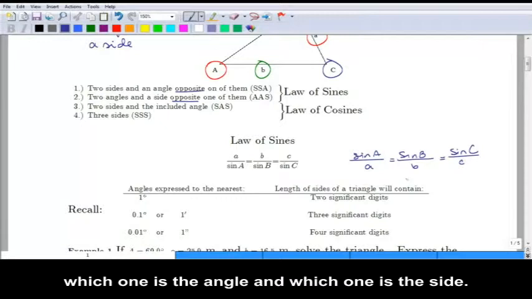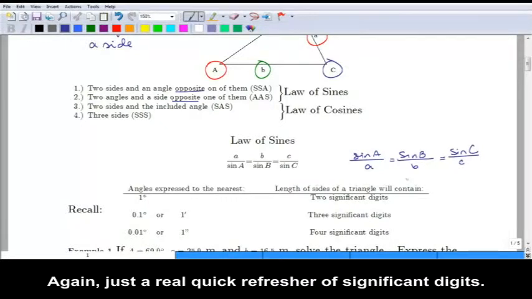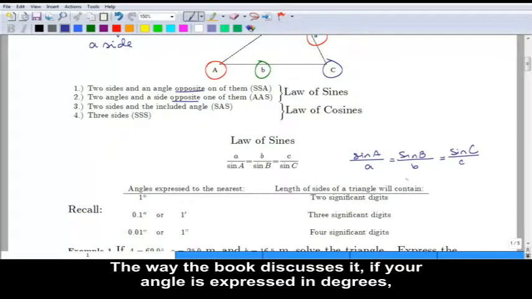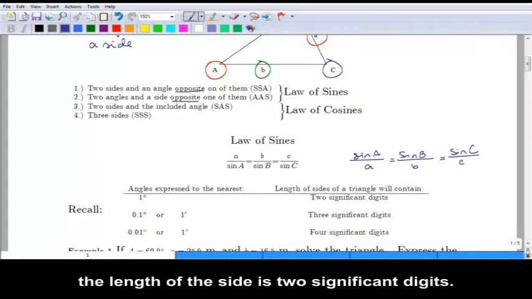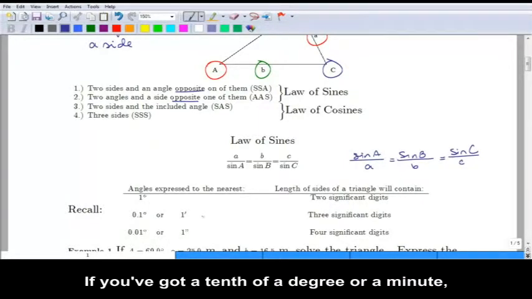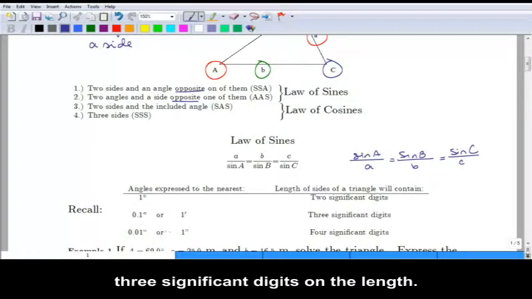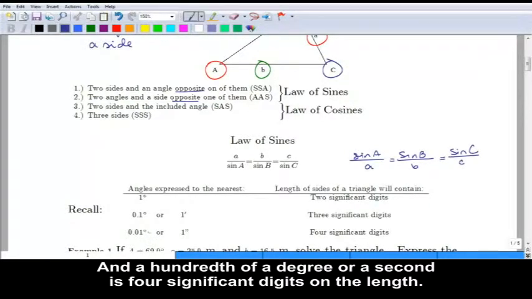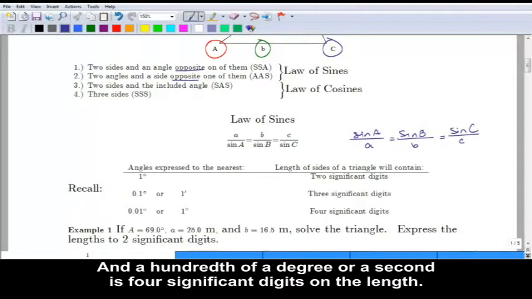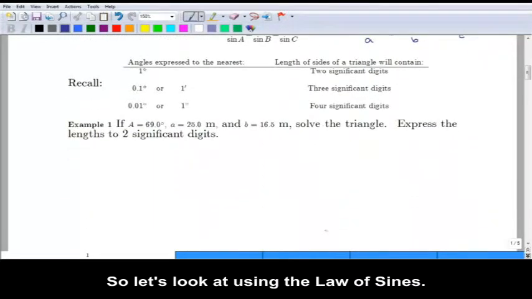Again, just a real quick refresher of significant digits, the way the book discusses it. If your angle is expressed in degrees, the length of the side is 2 significant digits. If you've got 1/10 of a degree or a minute, 3 significant digits on the length, and 1/100th of a degree or a second is 4 significant digits on the length. So let's look at using the law of sines.